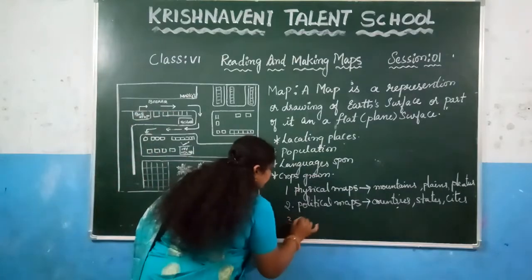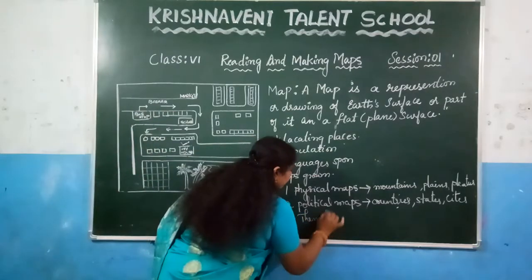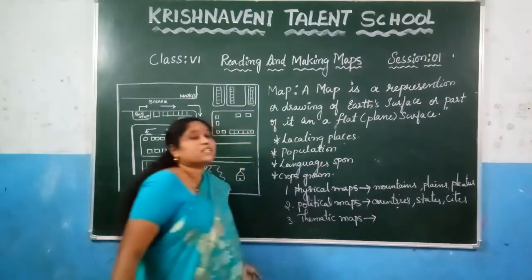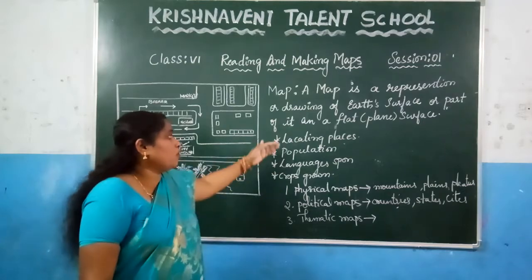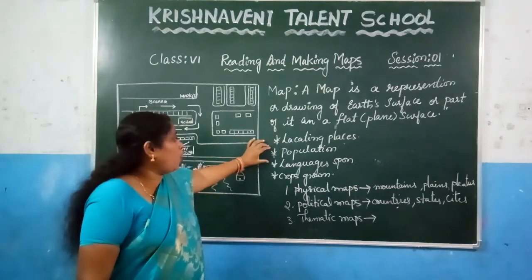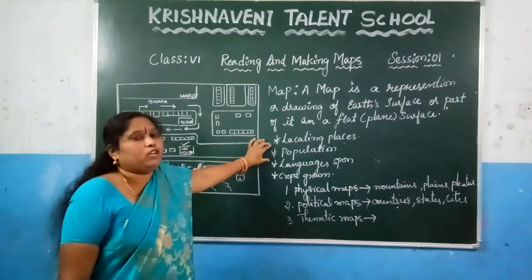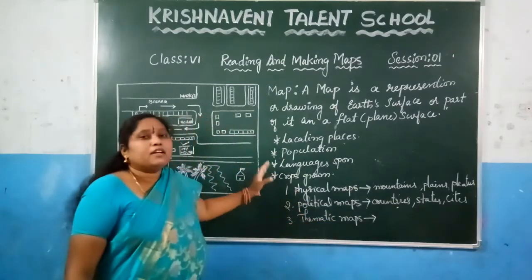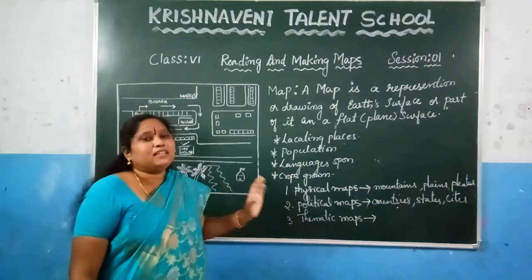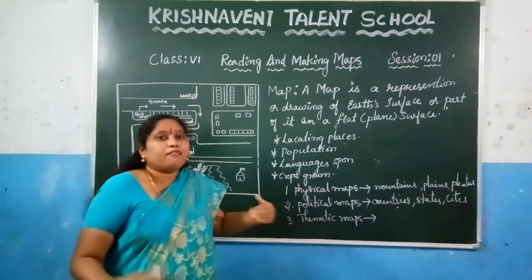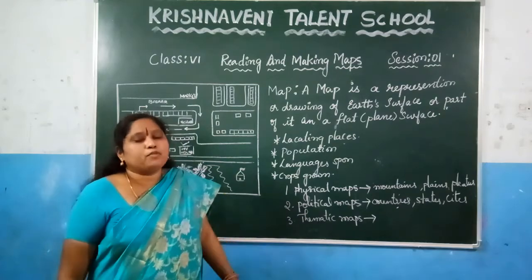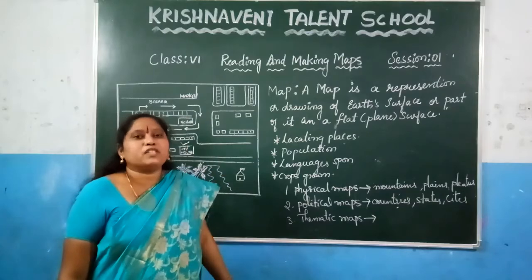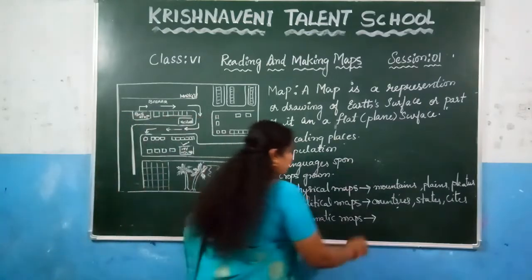The thematic maps. These thematic maps are designed for a special purpose. For example, if I want to tell the population of a particular place, I use thematic maps. If I want to show the different kinds of soils present in that place, we use thematic maps. Even if I want to show the rainfall distribution of the places, we use thematic maps. That's why thematic maps are the maps which are designed for a special purpose.